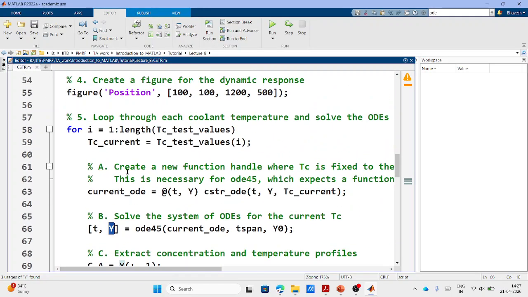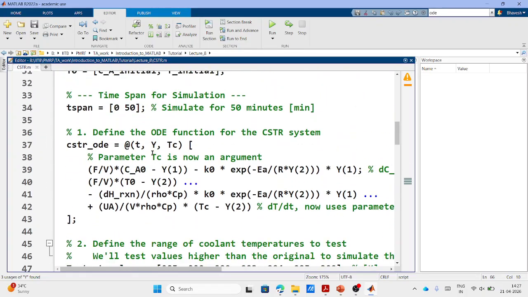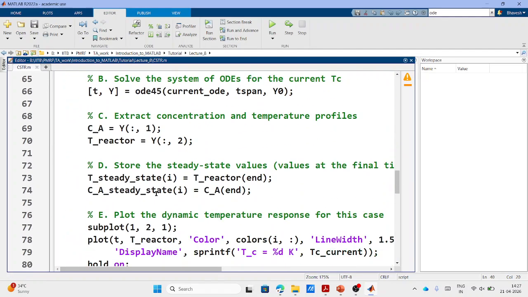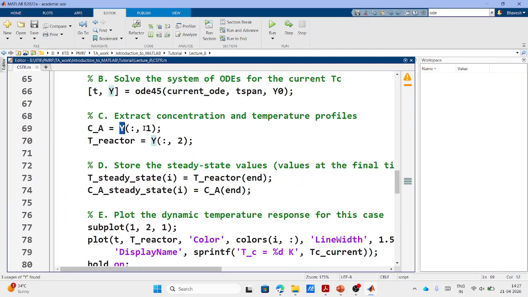So here previously what we said is that vector y contains the concentration as well as temperature. So y1 is your concentration, y2 is your temperature. Okay. So I'm taking out that data only. That first column of my y is my concentration. Second column of my y is my temperature. So I'm taking it out.